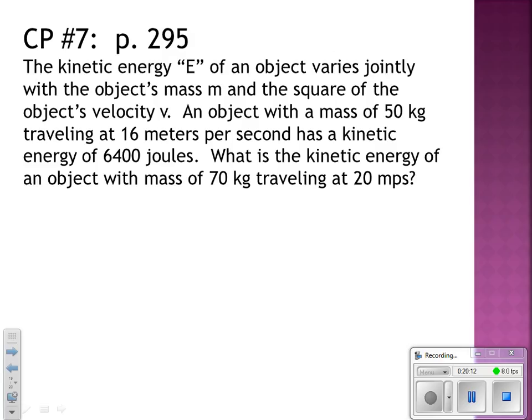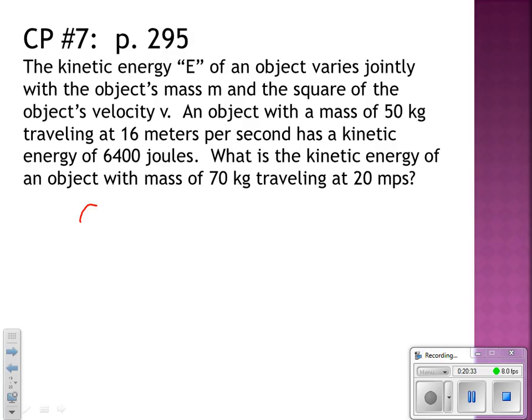All right, so the kinetic energy of an object varies jointly with the object's mass and the square of the object's velocity. An object with a mass of 50 kilograms traveling 16 meters per second has a kinetic energy of 6,400 joules. What's the kinetic energy of an object with mass of 70 traveling at 20?